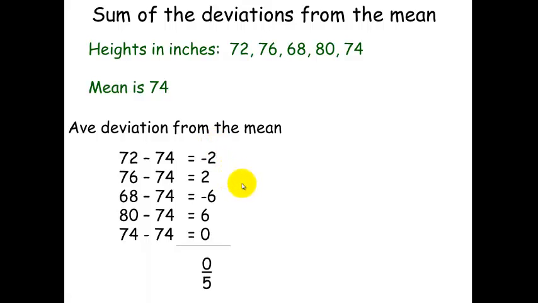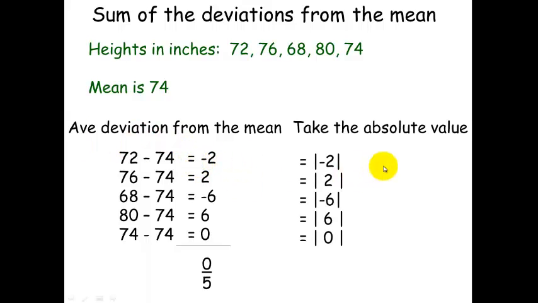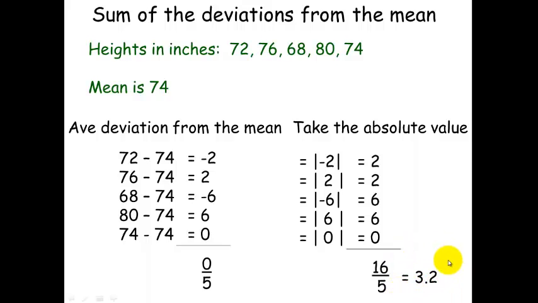Next, let's take the absolute value. So the absolute value of negative 2 is 2. Take the absolute value, we are going to get the following numbers. Next, let's get the average. So 2 plus 2 plus 6 plus 6 plus 0 divided by 1, 2, 3, 4, 5. So we have 16 divided by 5 equals 3.2. So this 3.2 is our mean absolute deviation.